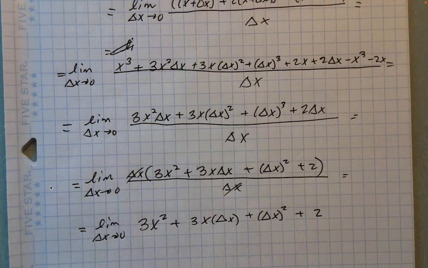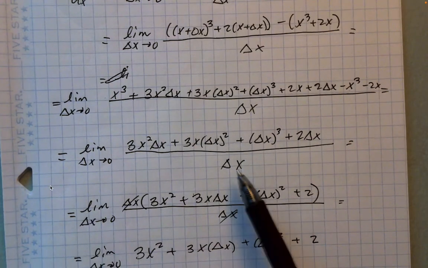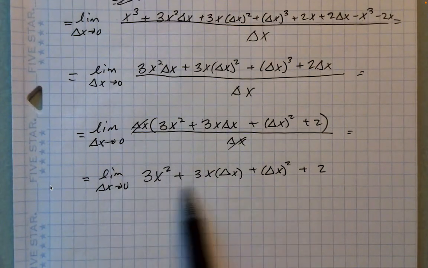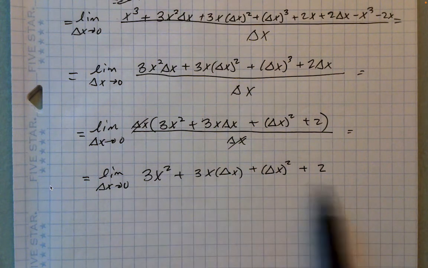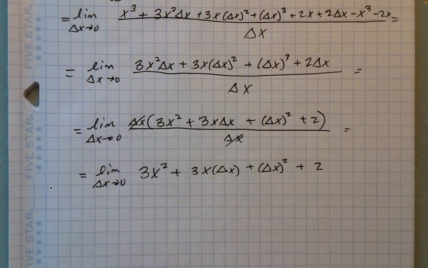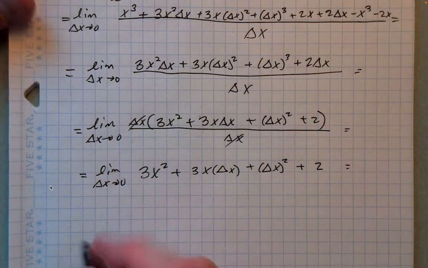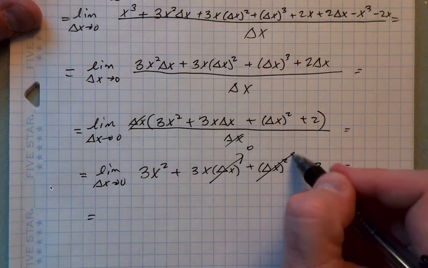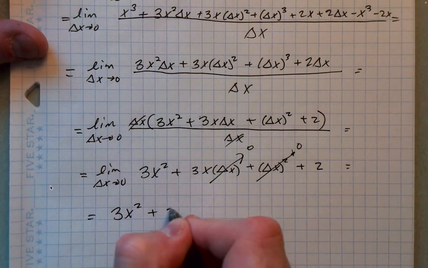After you do a few examples of this, you get the sense of it. Basically what needs to happen is the delta x needs to come out of the denominator in order for the limit to work. And once it does, many of the delta x terms will go to 0, and the terms that don't retain the delta x after all of the simplification are the terms that are left after you take the limit. So taking the limit, we can see that this whole term goes to 0, as does that one, and what we're left with is 3x squared plus 2.